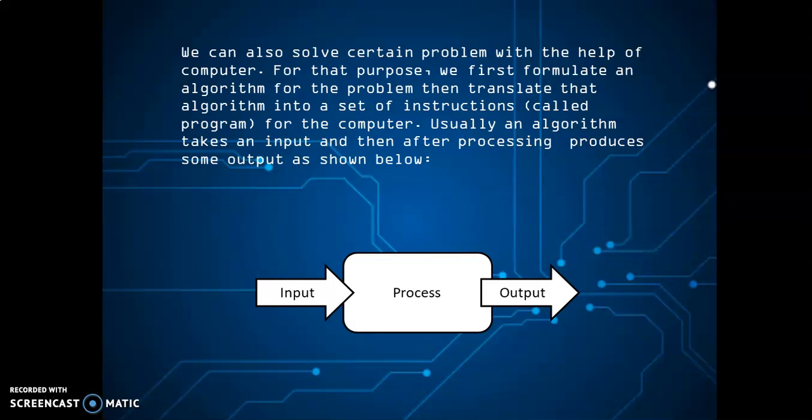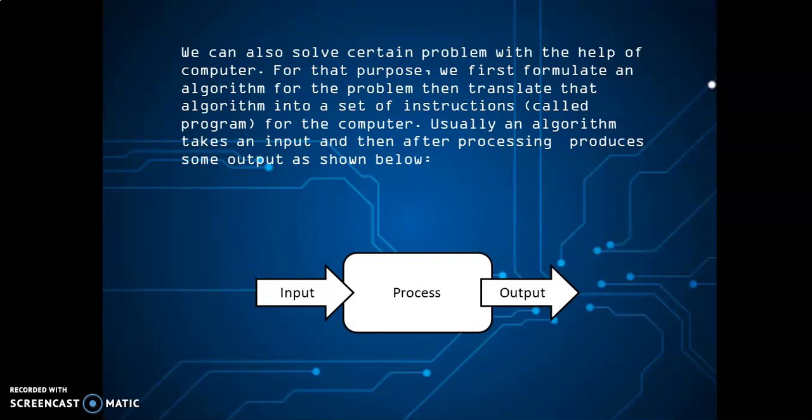Usually an algorithm takes an input and then after processing produces some output, as shown in the figure. So whenever we encounter a problem and we want it to be solved by computers, first we write an algorithm, and that algorithm is translated into a programming language, and from that the computer will understand what it has to do and how it is going to solve our problem. So first we write an algorithm and then the programmer translates it into computer understandable language, which is called a program, and then the computer does all the problem solving for us.